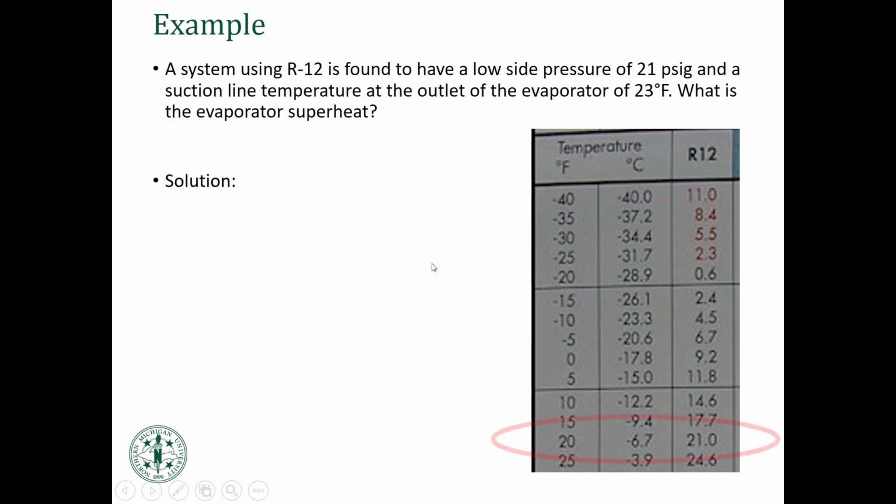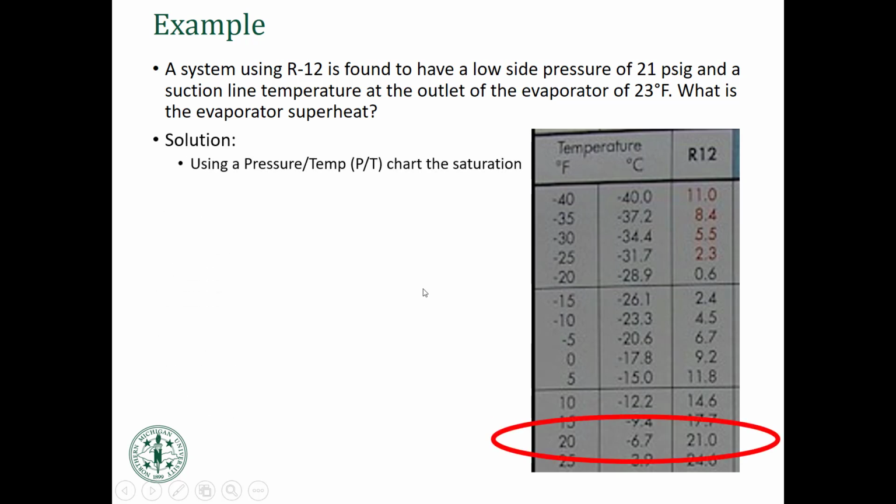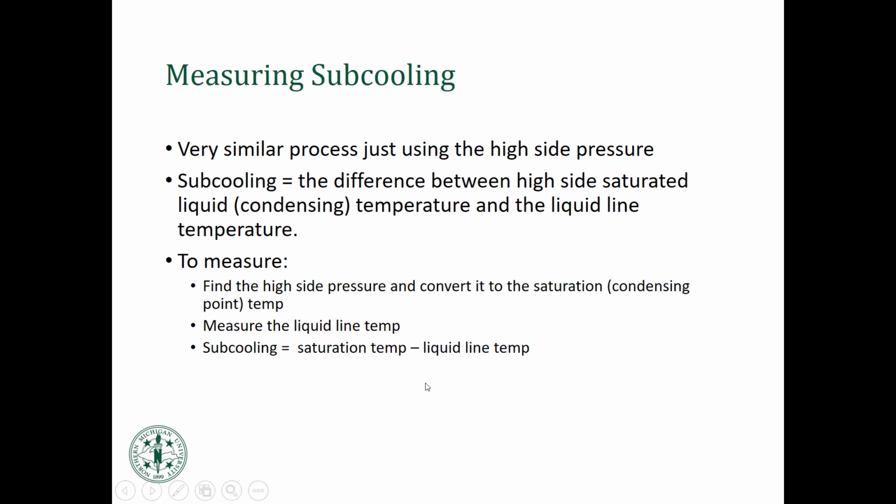So the solution, we would have to use this pressure temperature chart here on our right. So we're looking at 21 psig for the R12. Okay. Temperature is about 20 degrees Fahrenheit. So we take this outlet temperature, or the suction line temperature at the outlet, I should say, which is 23 degrees, subtract 20 from it, which is this number right here, and you have 3 degrees Fahrenheit of evaporator superheat.